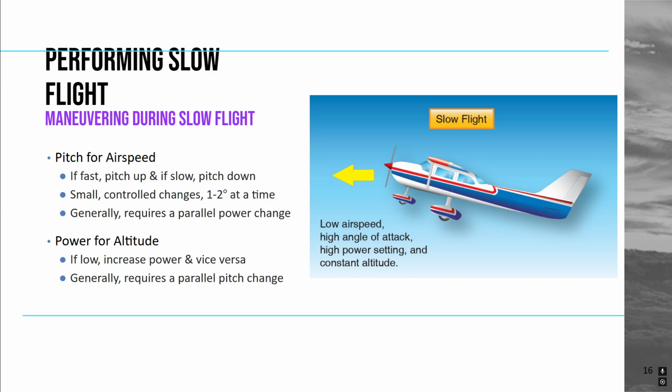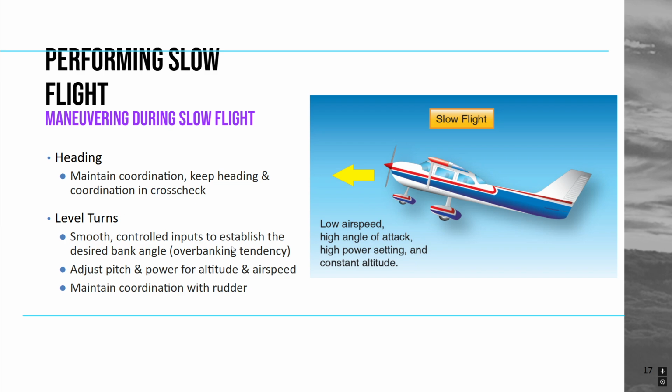And then we'll use our power for our altitude. So if I'm low, I'm going to increase power, and if I'm high, I'm going to take power out, and generally that requires a parallel pitch change. So if I'm low and I add power, my airspeed might start to go up, so I'll add power and raise the nose. Or if I'm high, I'll take power out and I'll lower the nose. So I'm constantly changing my pitch for my airspeed, changing my power for my altitude in order to maintain that airspeed and that altitude.